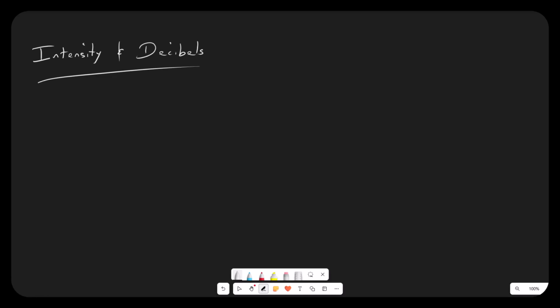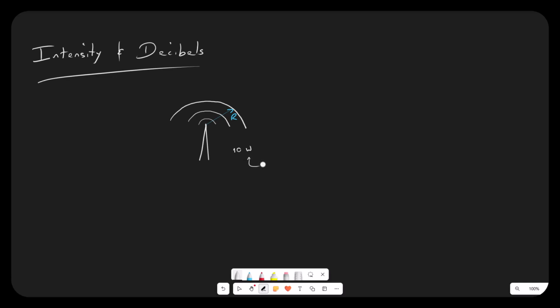So intensity, if I have some kind of a sound source, it's going to put out sound waves, and those sound waves are going to be distributed spherically. So if I am at some distance r, what I have is some speaker. Maybe I've got a speaker that is putting out, let's go with 10 watts. That's a pretty good speaker. So I'm going to put out 10 watts of total power.